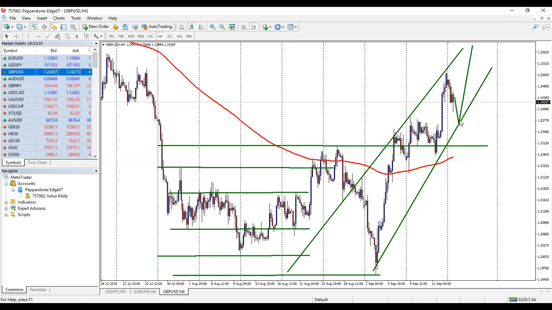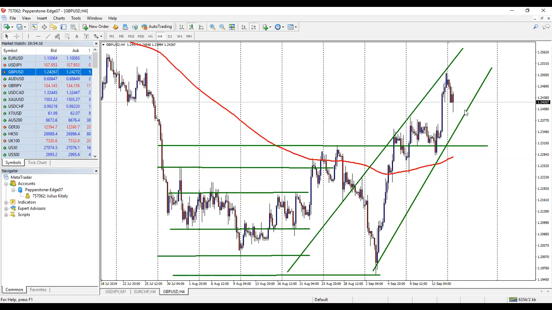So just wait until you see the market hitting at this level or at this point, then you can take your trade in the bullish direction. So this is still a bullish opportunity on GBP. And I want to show you something else, guys.